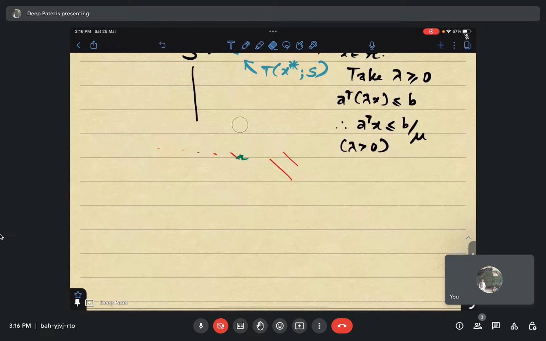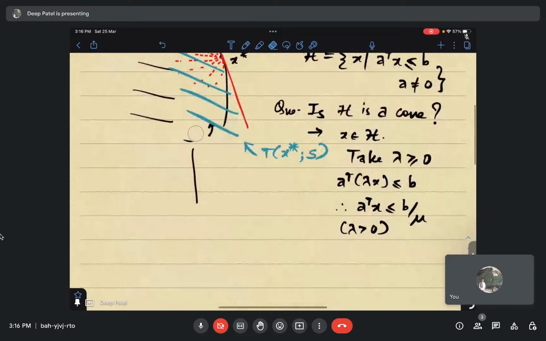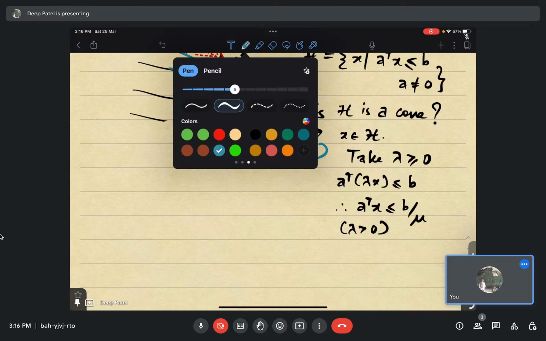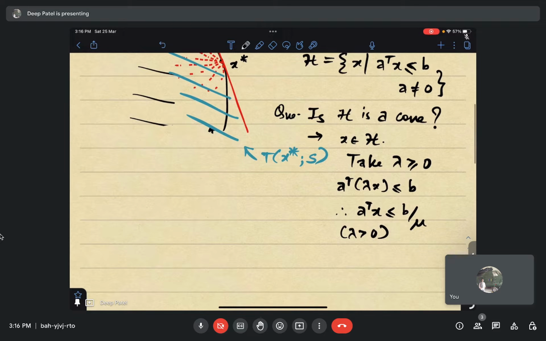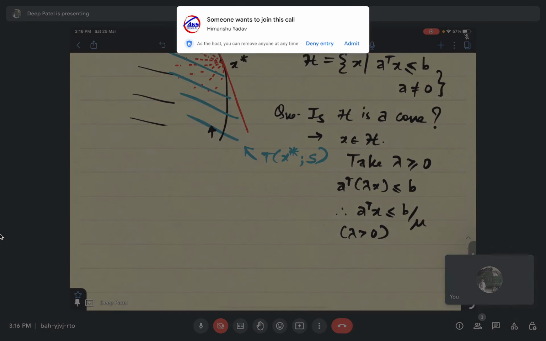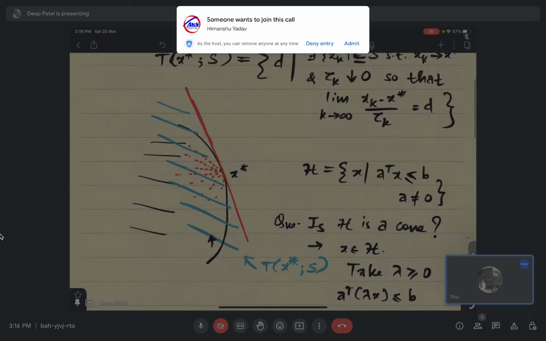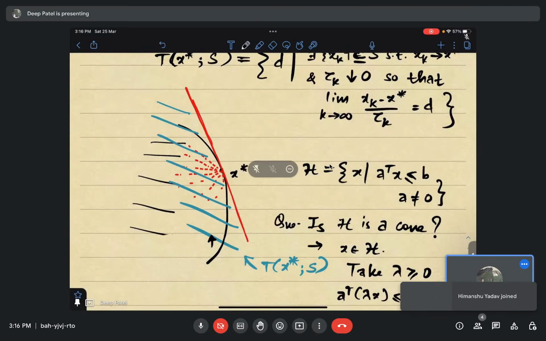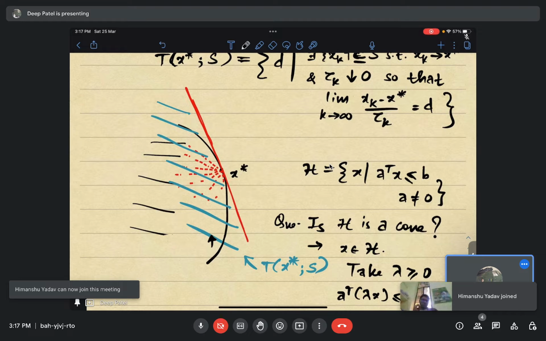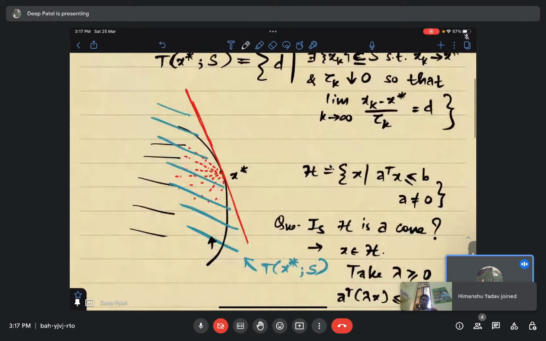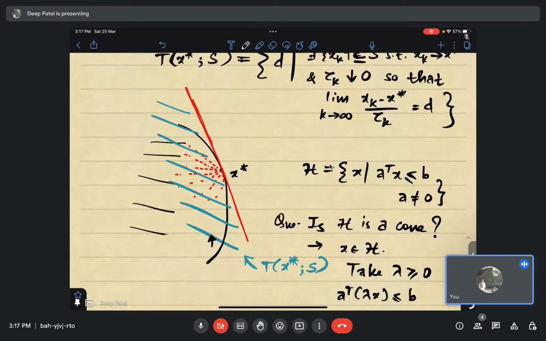My reason for asking this was that since the name is tangent cone, I was thinking that it should be a cone. It is a cone. But in this case, it's a half space, right? In this case, the half space. Correct. So then how is it a cone?